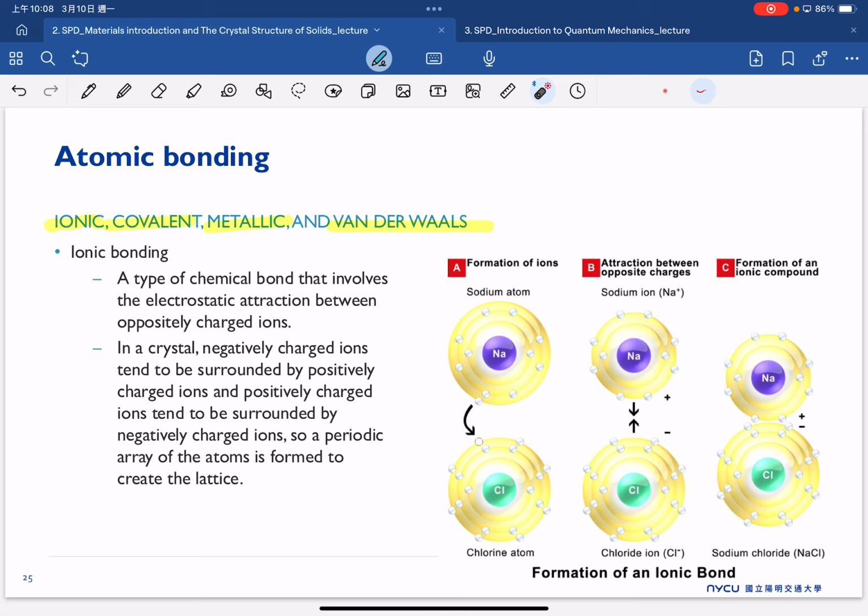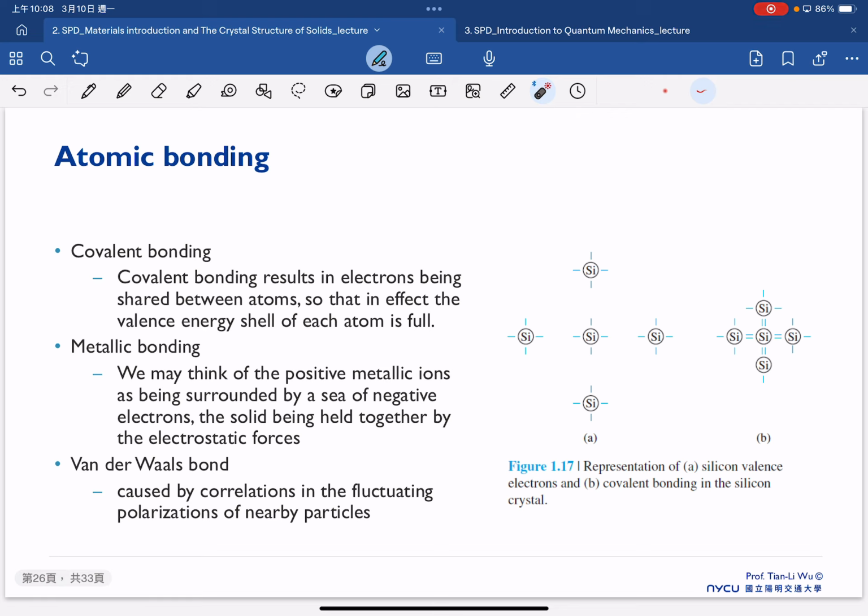So the idea is that if we have a positive charge, definitely some negative charges will try to surround this positive charge. So that's what we call ionic bonding. And the second one is the covalent bond. The covalent bonding results in the electrons being shared between the atoms, so that in effect, the valence shell of each atom is full.